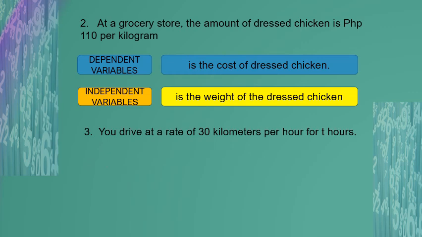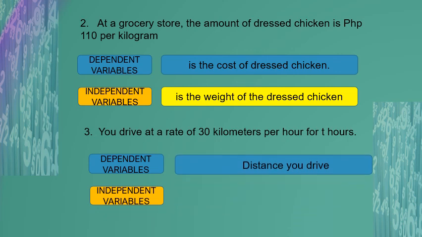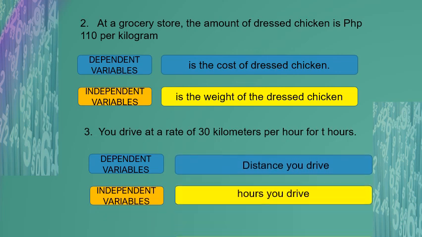Number 3, you drive at a rate of 30 kilometers per hour for 3 hours. So let's identify the dependent and independent. So the dependent is the distance you drive, and the independent is the hours you drive. So the distance you drive depends on the hours you drive. So that's it.